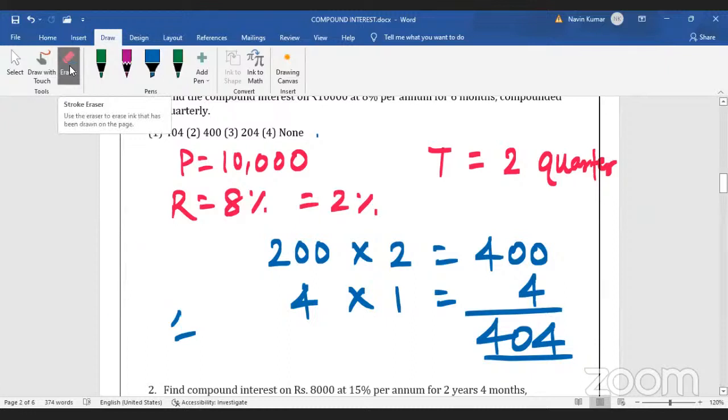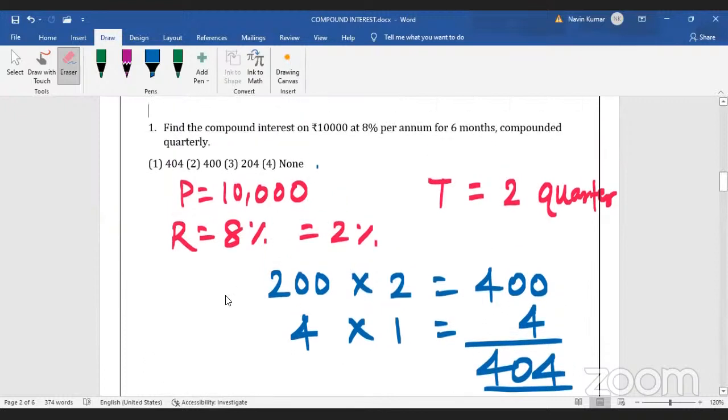Sir, आपने rate 8% से 2% क्यों लिया? Because it's written compounded quarterly and rate is 8% per annum yearly. If rate is 8% yearly, what will be the rate quarterly? 2%. Rate 8% तो per annum है ना, we want quarterly, so rate is 2%. Same way, time is 6 months, so in 6 months there are 2 quarters. Time is 2 quarters. तो हमें compounded yearly, compounded half yearly, quarterly के according rate और time को रखना है.